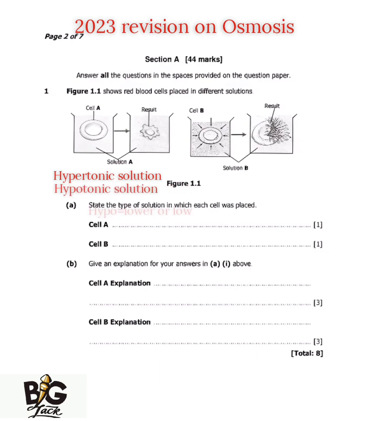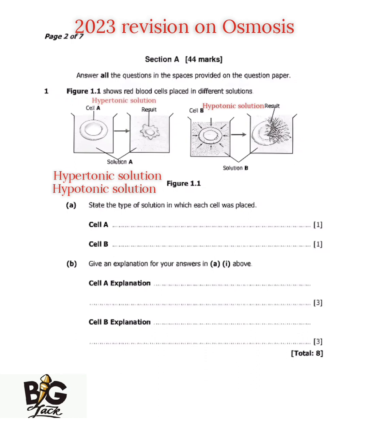Followed by the hypotonic solution. Hypo means lower or low. A hypotonic solution is a solution whose concentration is lower than that of the inside of a living cell. When you place an animal cell in a hypotonic solution, the animal cell is going to gain water by osmosis, the way cell B is doing here. So solution B is hypotonic, and solution A is hypertonic.